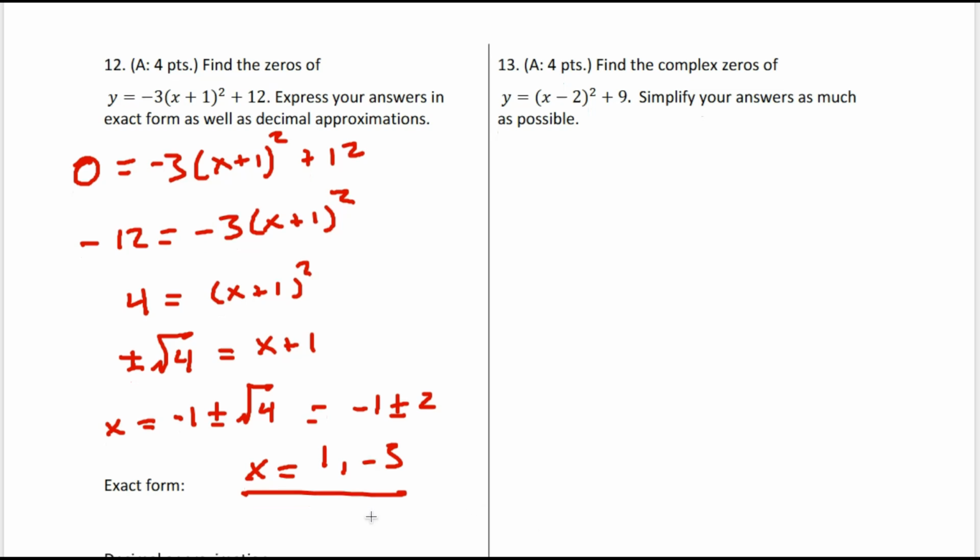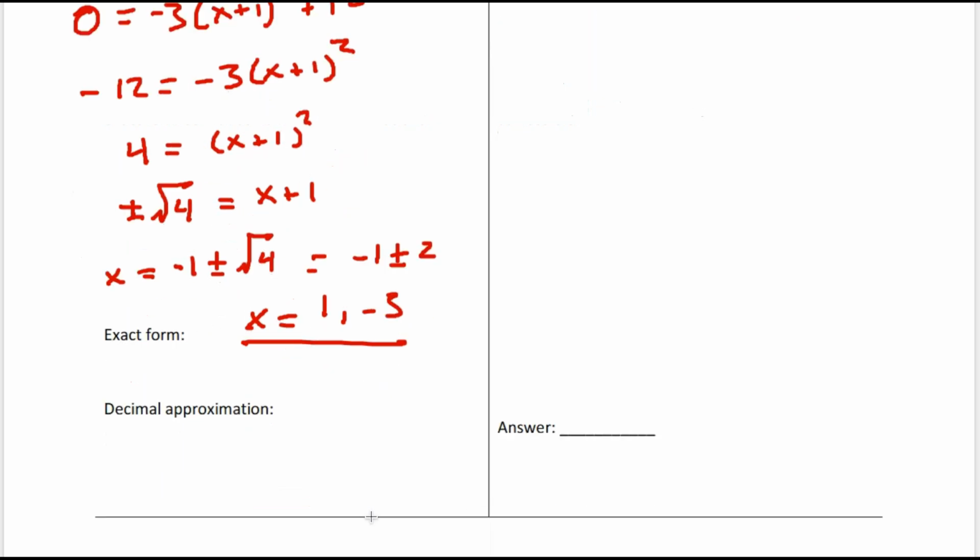So they want exact form. That's actually exact, and it's the decimal approximation. But remember, usually the square root cannot be simplified, so the exact form would just have this with the square root. The decimal would be what you get if you enter it in your calculator.